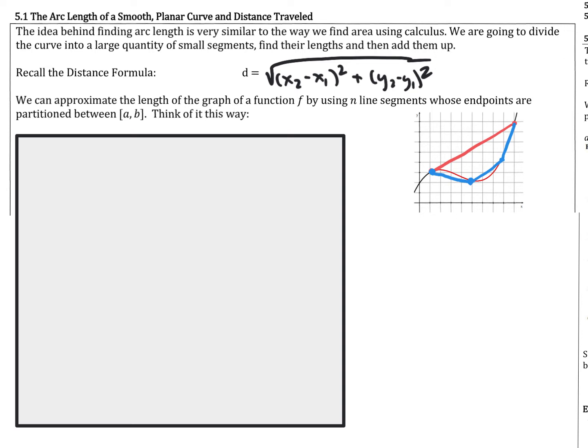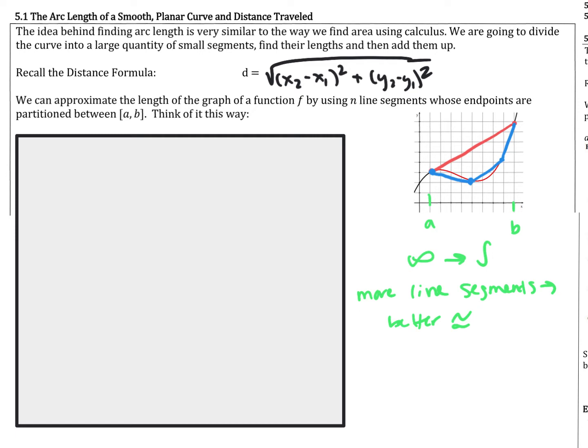So if I'm looking at, let's say, from some A to some B, an infinite number of line segments, that's going to lead us to integration. The more line segments that we have, the better the approximation. That's what leads us to the idea of integration. So I'm going to do a real quick version of this proof to get you to understand conceptually where the formula for arc length comes from.